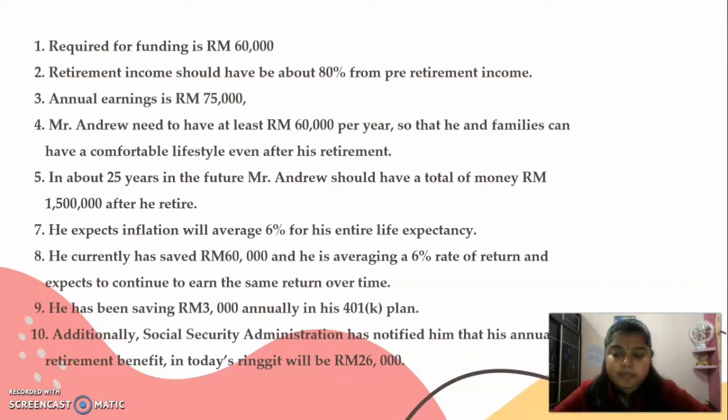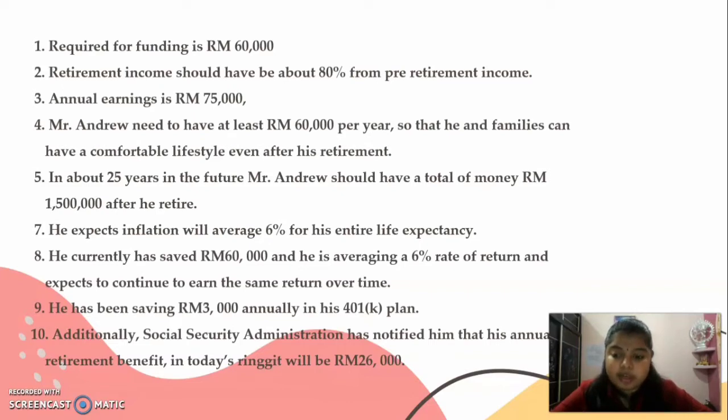even after his retirement. In about 25 years in the future, Mr. Andrew should have at least 1,500,000 after he retires. He expects inflation will average 6% for his entire life expectancy. He currently has saved 60,000 and he is averaging a 6% rate of return and expects to continue to earn the same return over time.